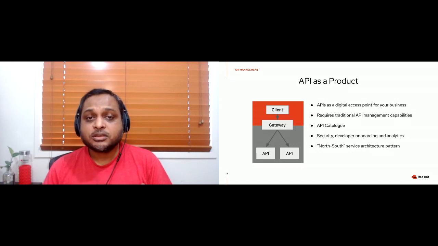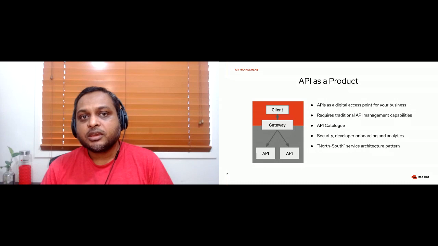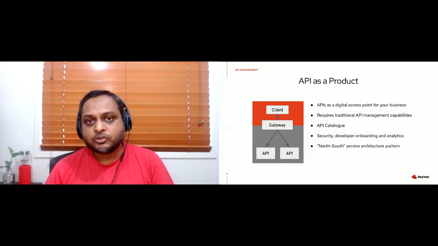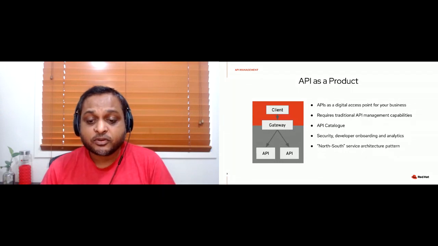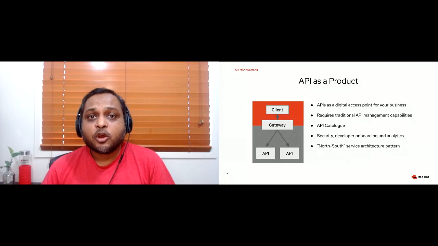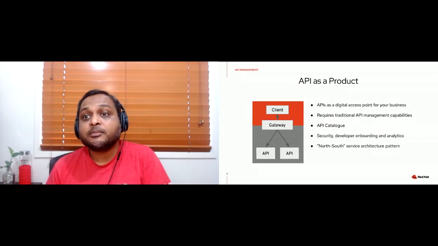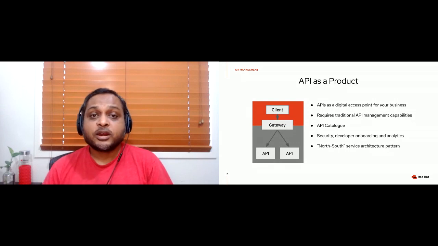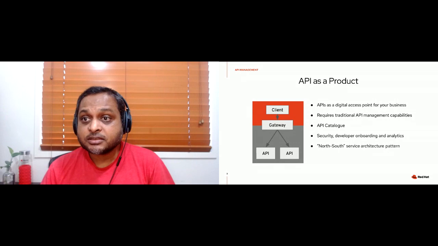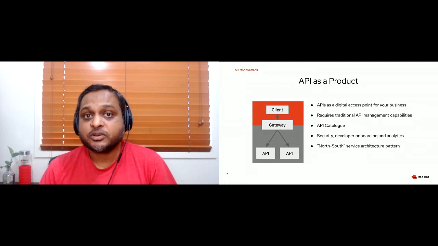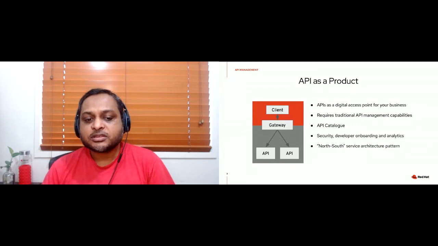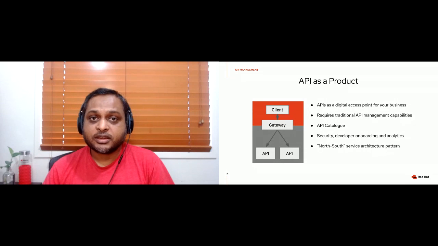We call it a north-south service architecture pattern, in which the consumers and clients come to you, want to consume your API, and you have a gateway in the middle that provides lots of functionality. For example, it can provide API management capabilities. It can provide a catalog for people to come and search what is available in your ecosystem. It can provide security. It can provide analytics: how many people are accessing your API, what the usage is, how much I charge them. You can monetize your API. All these components come with the gateway, and that is what we call the north-south service architecture pattern.